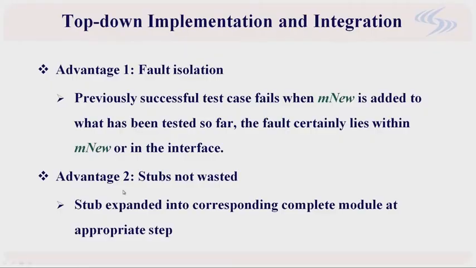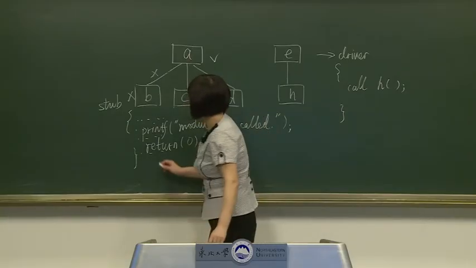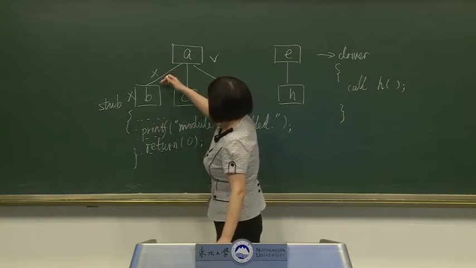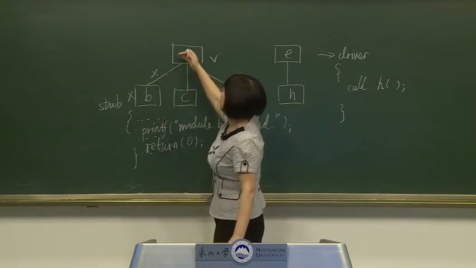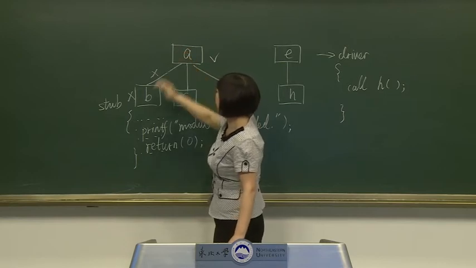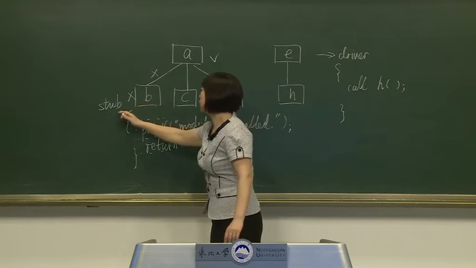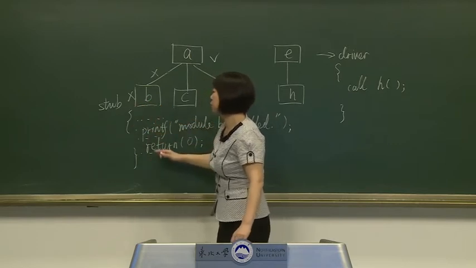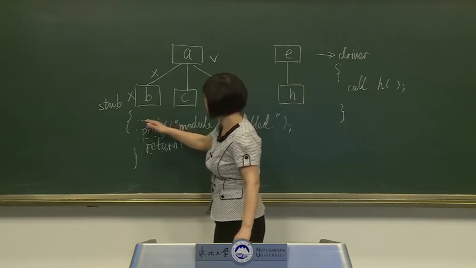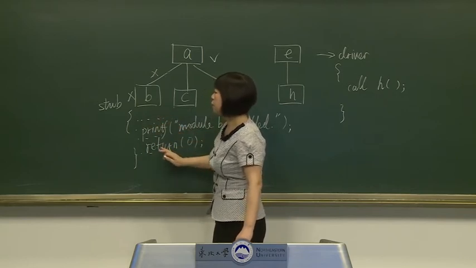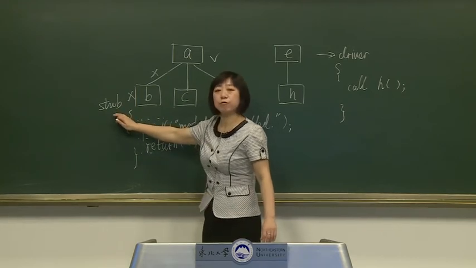And advantage 2, stubs not wasted. A stub is expanded into the corresponding complete module at the appropriate step. So just now, we found that after module A is implemented and tested, we come to module B. And now we can turn the stub of module B into the real module. We can just add the real logic inside. So that means the stub is not wasted.